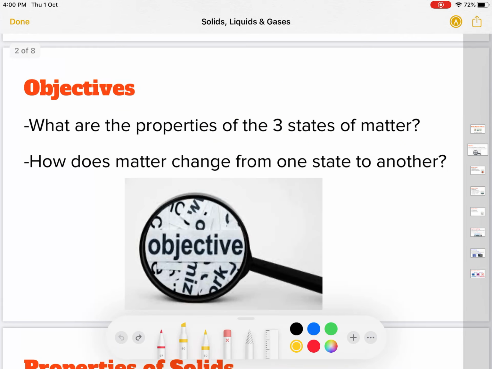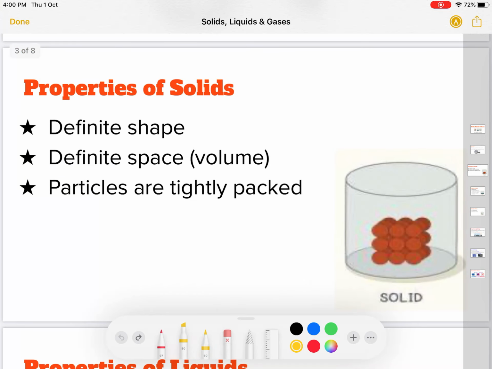What is the objective of this lesson? We're going to actually talk about the three states of matter. You already know them: solid, liquid, and gases. And we're going to talk about specific properties for each state of matter. Then we're going to talk about how matter changes from one state to another, which you also already know about, like melting, freezing, and stuff like this. Okay, so let's start with solids.